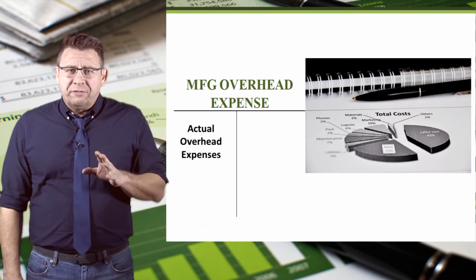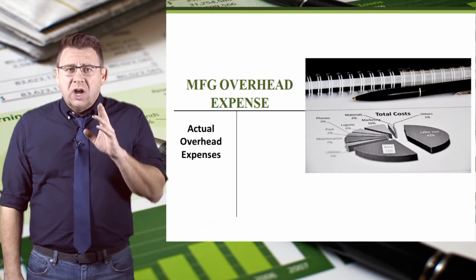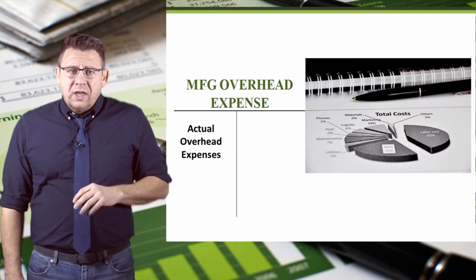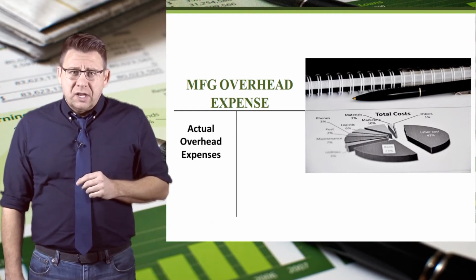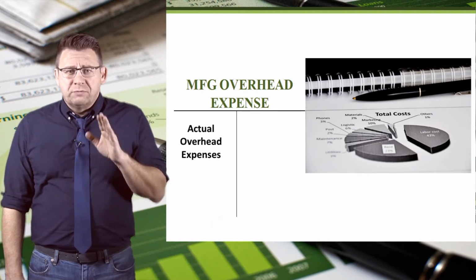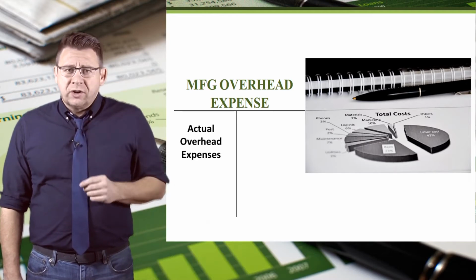So actual manufacturing overhead costs are debited to the account manufacturing overhead. This account is an expense account, but it is where all overhead is accumulated before it is moved to WIP. So let's learn how to do that.